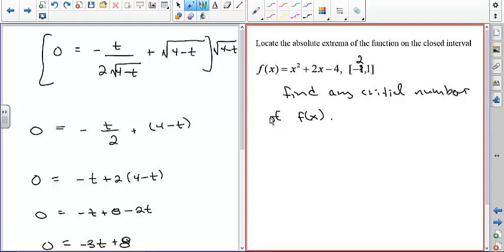Then we'll use that information to answer the second question, which is to locate the absolute extrema of the function. We haven't defined what absolute extrema means, so we'll do that afterward. It shouldn't take too long. It's an easy derivative, but I'll give you a minute here to think about what you were doing.